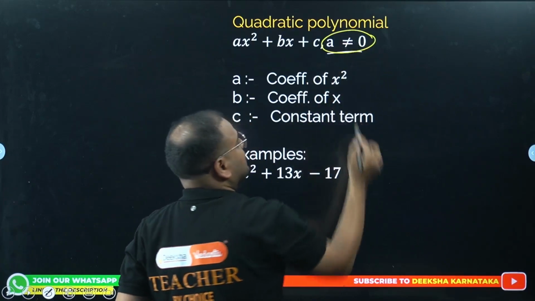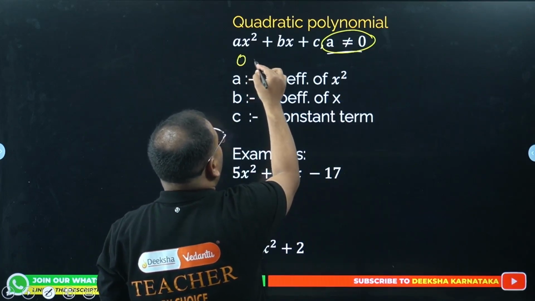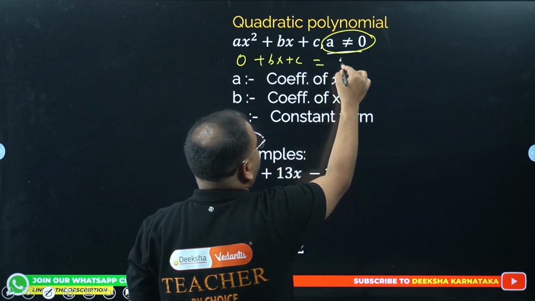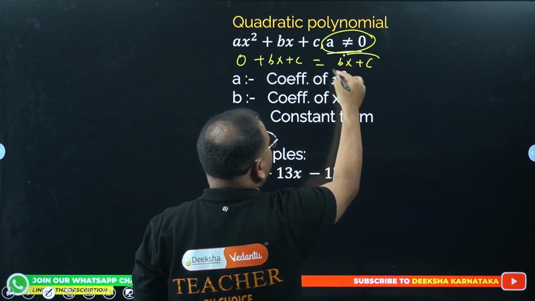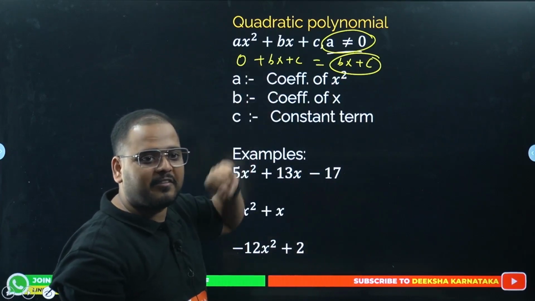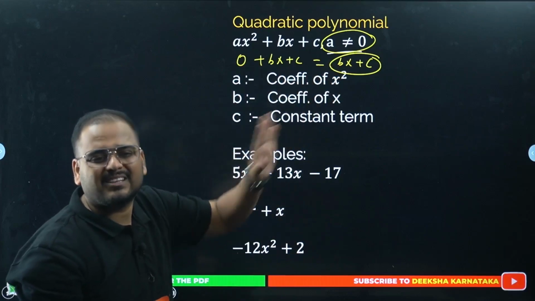Because if a is 0, what happens to this expression? It will become 0 plus bx plus c, nothing but bx plus c. And bx plus c is a linear polynomial, not quadratic. So the coefficient of x square cannot be 0. That's what it means. No big deal.